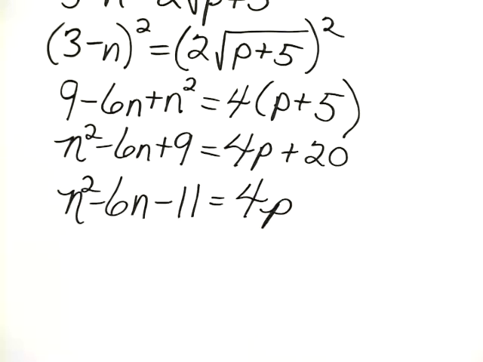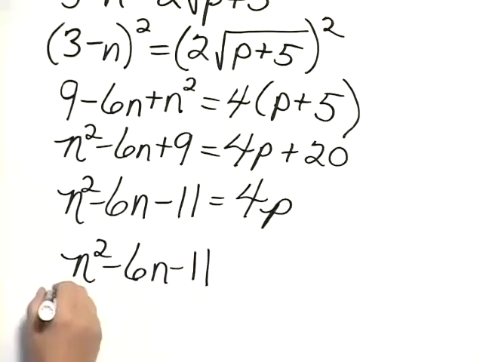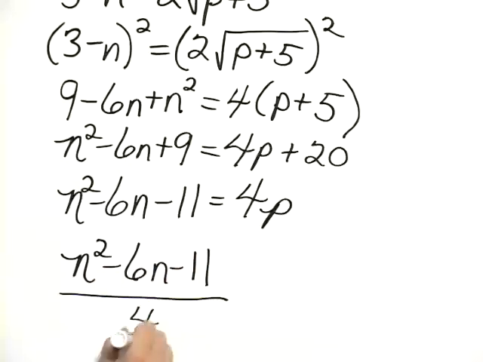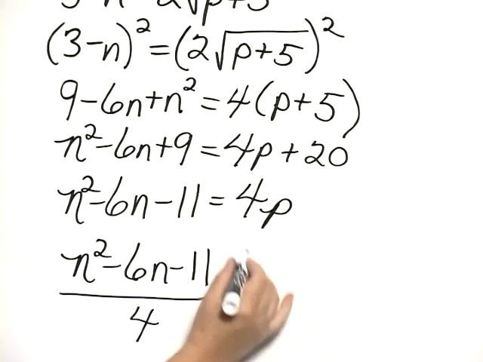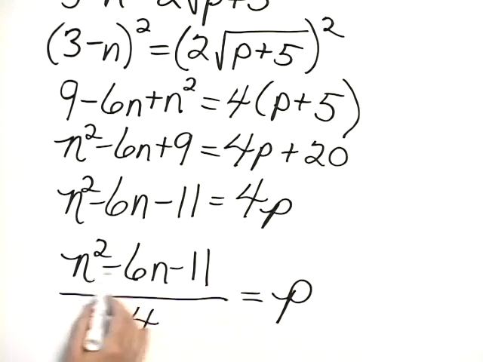And then I divide both sides by 4. On this side, that would give me (n² - 6n - 11)/4, and on this side, I have 4p divided by 4, which is simply p. Since I have p by itself on one side and no occurrences of p on the other side, I've solved for p.